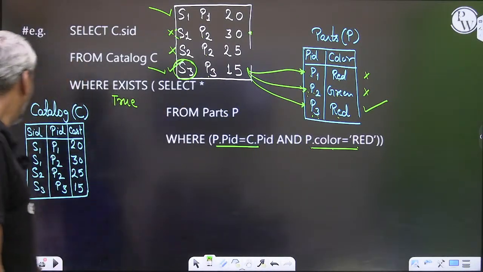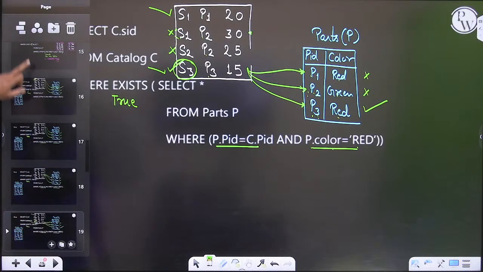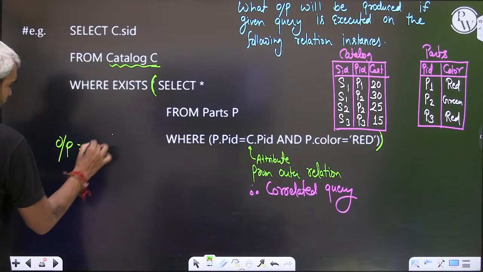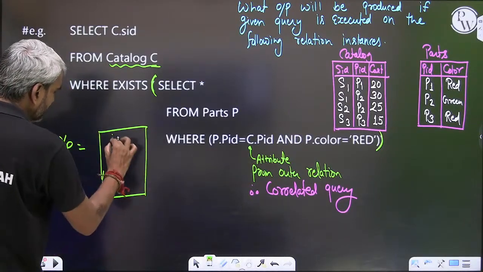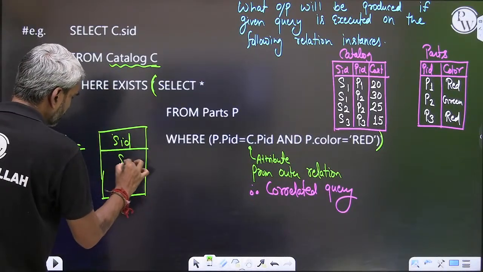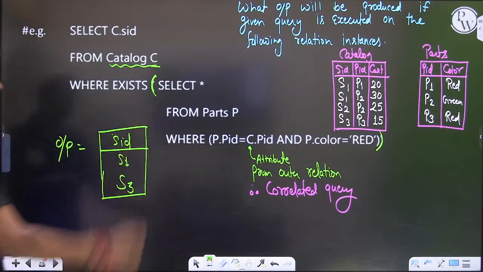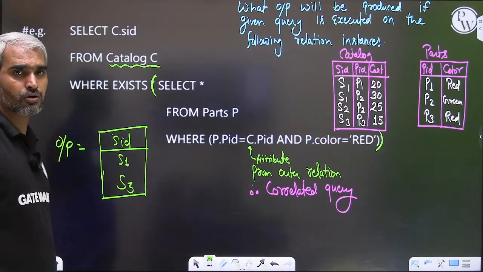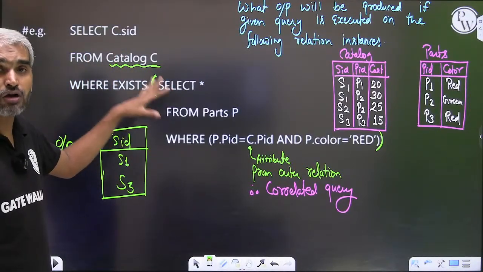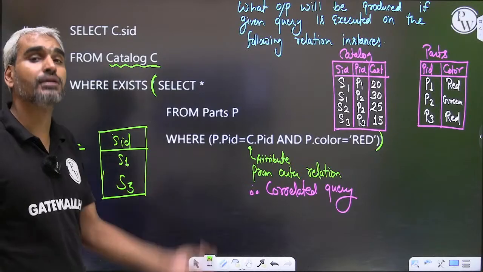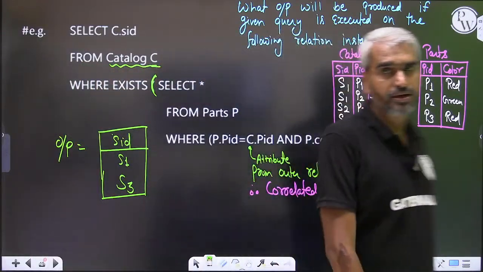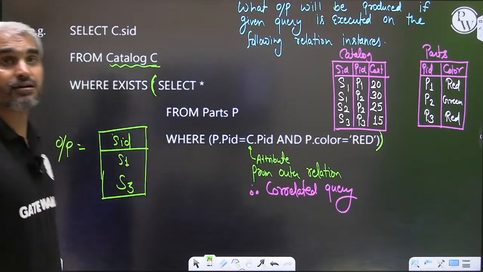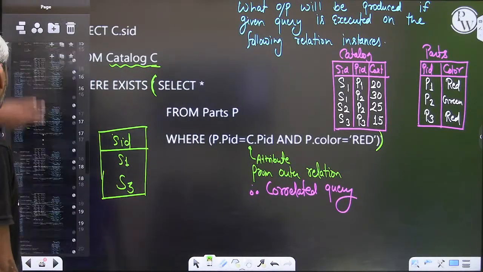Clear? So what will be the output, sir? The final output of this particular query will contain two SIDs. One will be S1, another will be S3. Got the idea? So what exactly is produced by this query? This query will return the SIDs of all the suppliers who have supplied some red color parts. Clear? Okay, so that's one example.